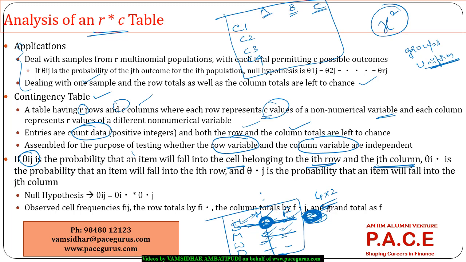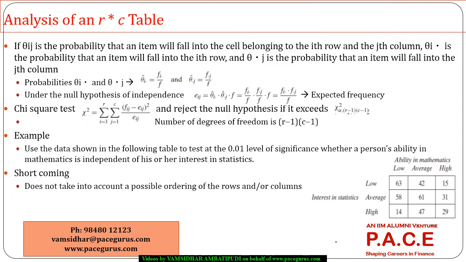Now if they are independent, I should get theta ij as nothing but theta i dot times theta dot j. Now this is what we are trying to test. So we are going with the cell frequencies. This is Fij, this is Fi dot, and this I am taking as F dot j, and the total I am taking as F. So based on this I can go with the computation of theta ij.